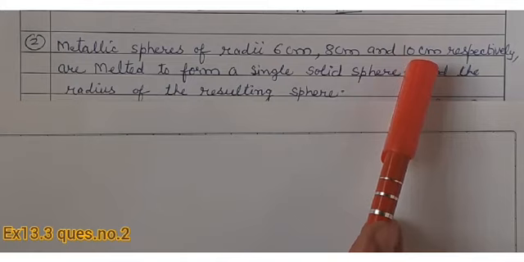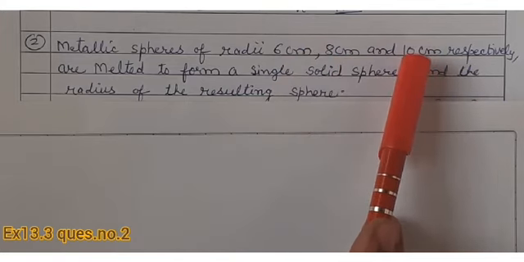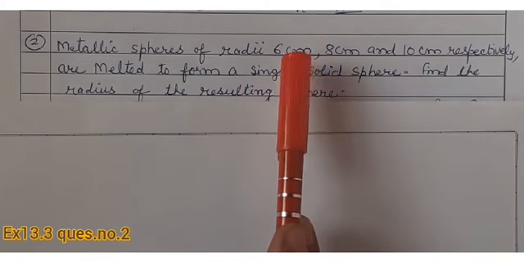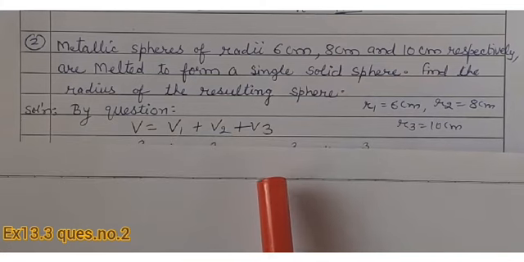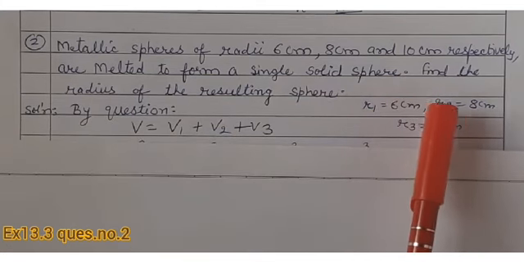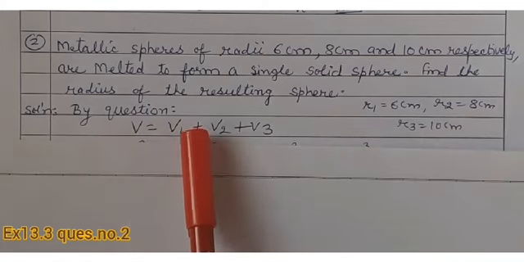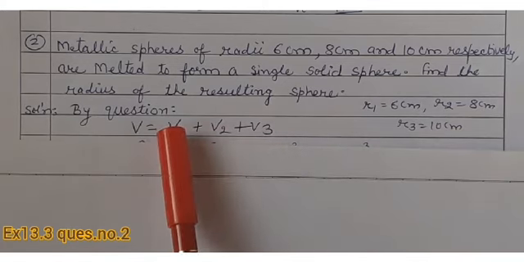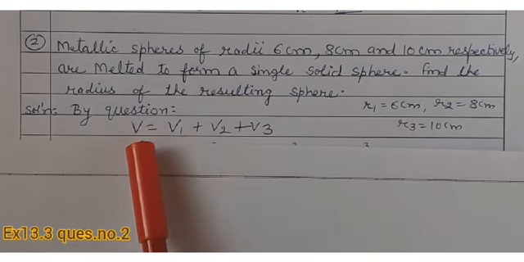And what is given in the question? That the total volume is V. We can find the volume of the first sphere, the second sphere and the third sphere. According to the question, what can we say? V is equal to the volume of the first sphere v1 plus v2 plus v3. See here, r1 is 6 centimeter, r2 is 8 centimeter and r3 is 10 centimeter, and V is equal to v1 plus v2 plus v3. These three are the small spheres, and V is your biggest sphere.